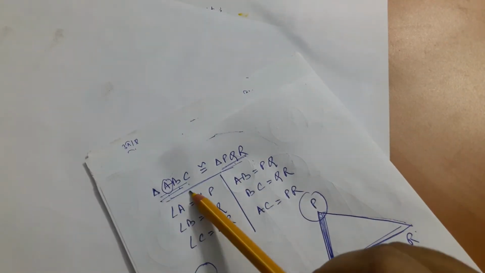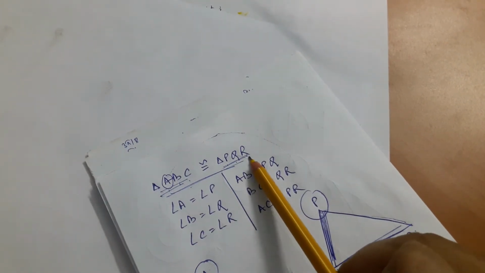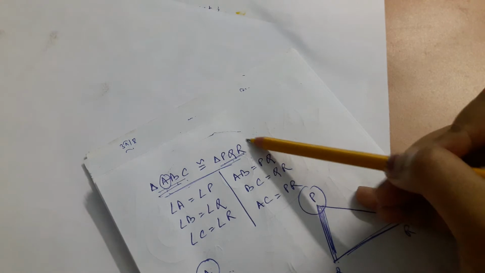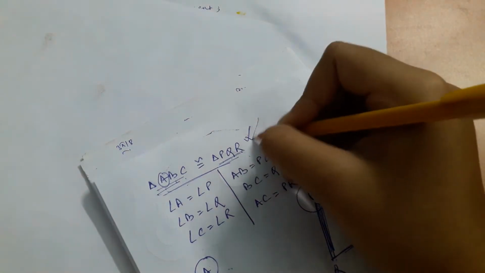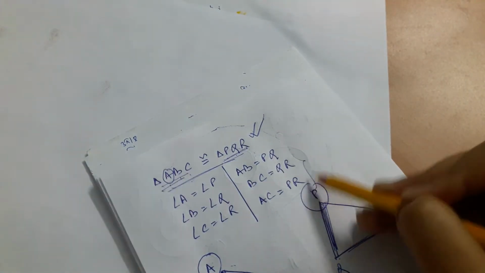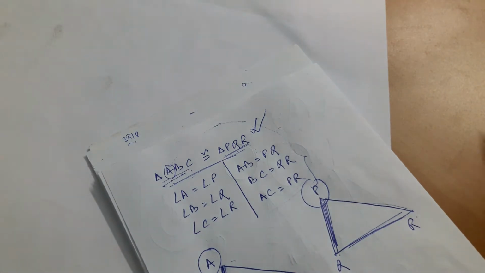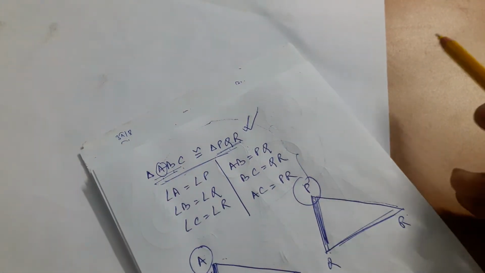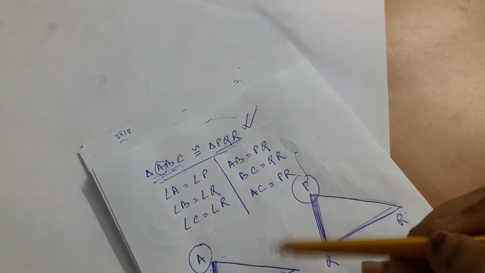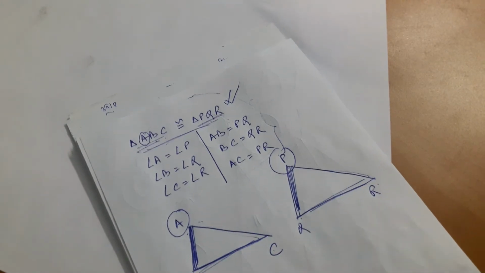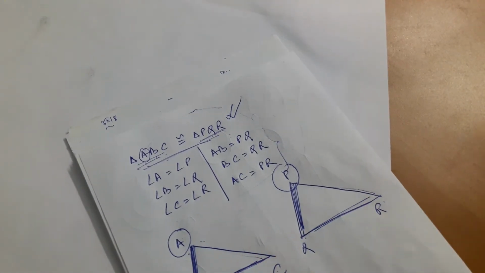So if it is given that triangle ABC is congruent to triangle PQR, we can write these 6 statements, because if this is given, it means that all this information is given. If two triangles are congruent, then the 3 sides and the 3 angles are correspondingly equal. So we come to this conclusion.